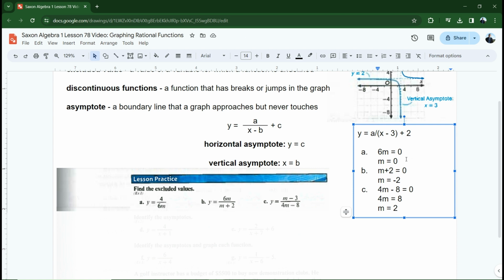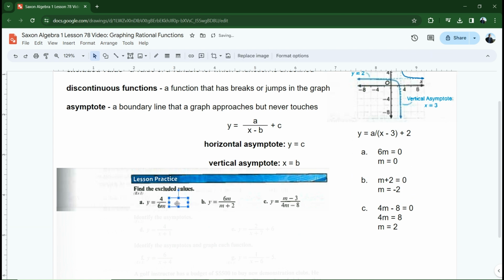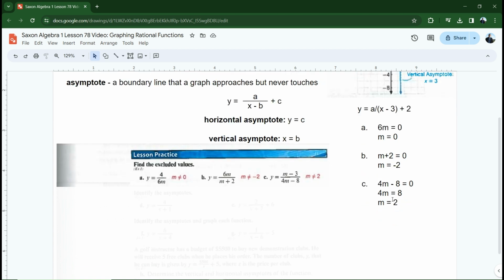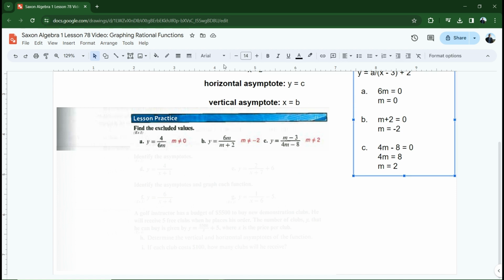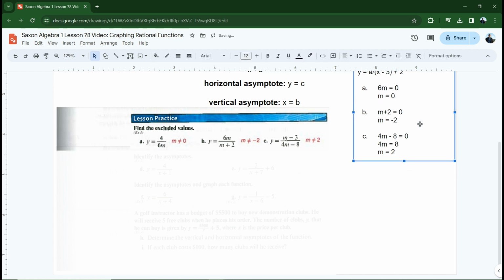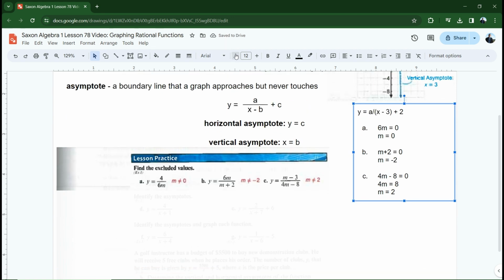Now, for all of these, what I'm saying is the expression is undefined if m equals that value. So notice the notation that our book uses for that. They say m cannot equal that value. And what that means is if m equals that value, it's going to be an undefined number. So m can't be 0, can't be negative 2, can't be 2. I just left it as equal signs because I'm just saying those are the excluded values. So, different ways of writing it. It doesn't really matter which one you choose.